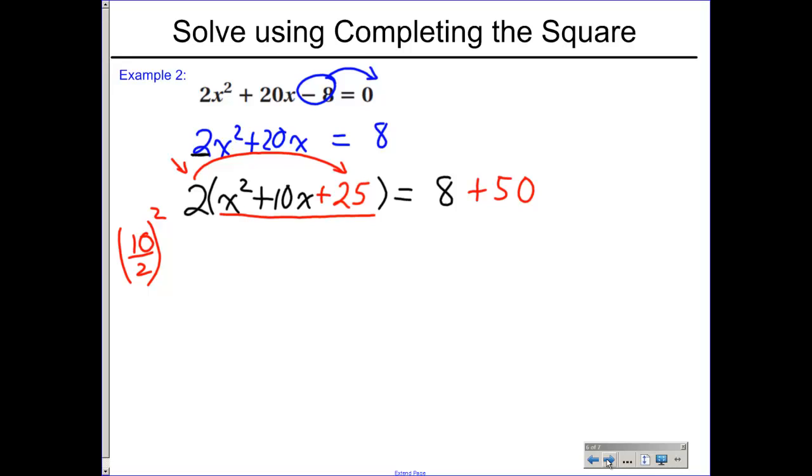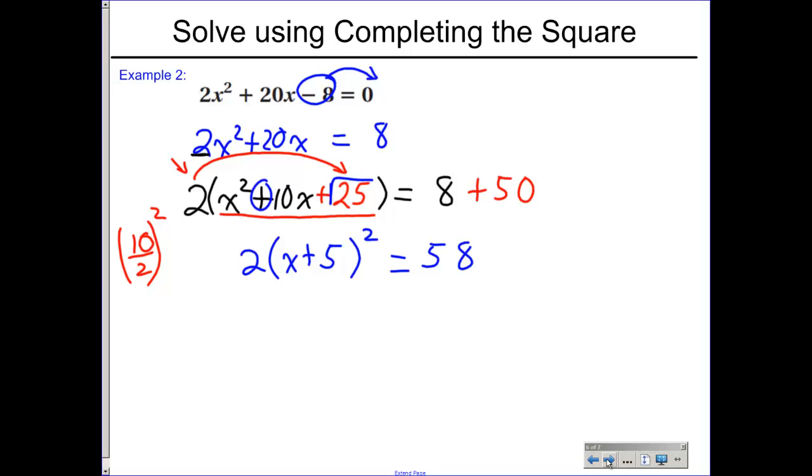Okay, so simplify. Here I have 58, and over here I have 2 times, in parentheses, the square root of x squared is x, the square root of 25 is 5, plus sign in between. So I have 2 times (x plus 5) squared equal to 58.